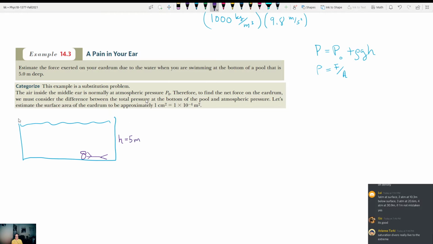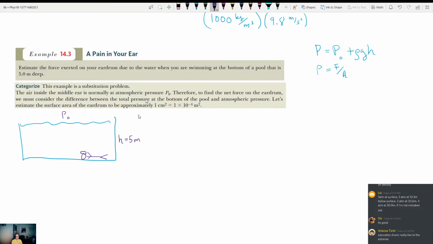We also know it's exposed to the atmospheric pressure, so the pressure at the top up here is going to be atmospheric pressure, P naught. And our question is, what is the net force? Estimate the force exerted on your eardrum due to the water when you're swimming at the bottom of a pool that's 5 meters deep, and it's going to turn out to be net force. But that's going to come from this thing right here. So this says, this example is a substitution problem. The air inside the middle ear is normally at atmospheric pressure, P naught.